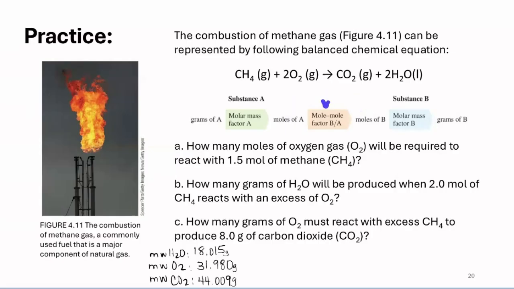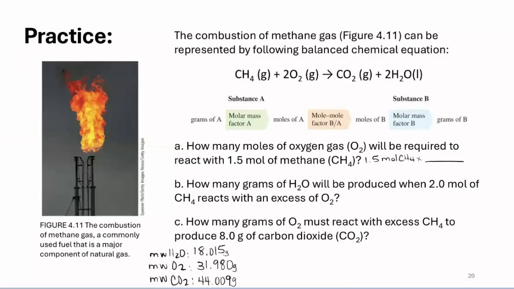We can see that our conversion factor is the mole to mole factor, or the mole to mole fraction. And the mole to mole factor or fraction is just the molar relationship for the components that we have in the question in terms of the coefficient in our chemical reaction. So in letter A, since we are given moles of methane, I'm going to write that amount, 1.5 moles of CH4.